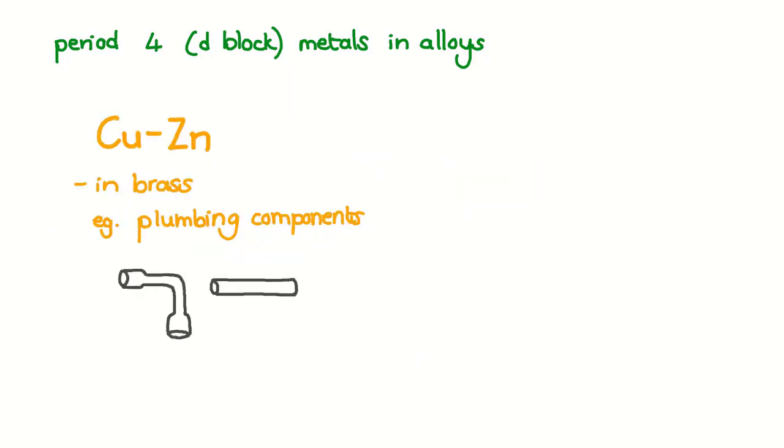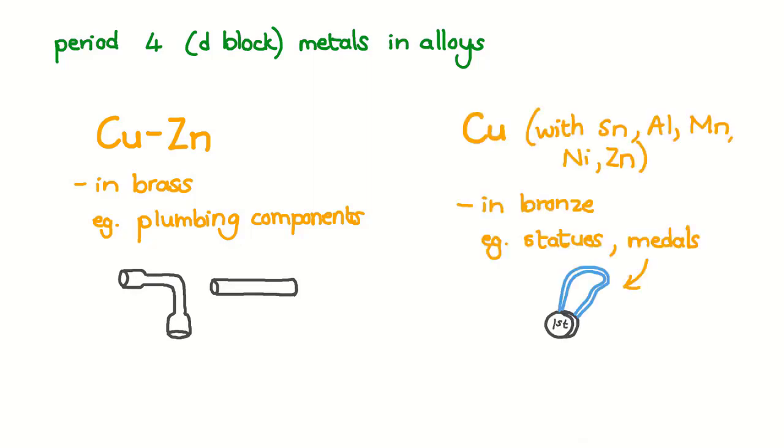Copper and zinc are alloyed together in brass. Brass is widely used for plumbing components, for example, pipes and joints. Bronze is an alloy that uses copper, along with other metals like tin, aluminum, manganese, nickel, and zinc. Statues and medals are often made from bronze. We can see that these period 4 metals are highly useful when alloyed with other metals. They are perhaps more useful when alloyed. But some of them are used in their pure form.